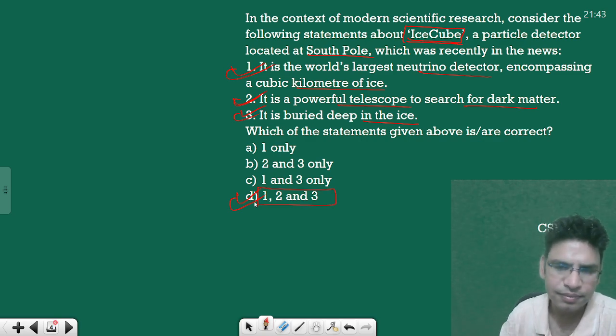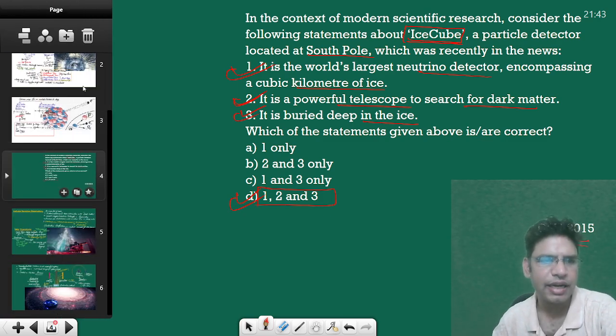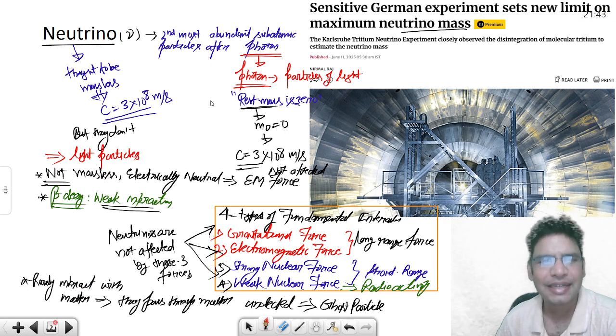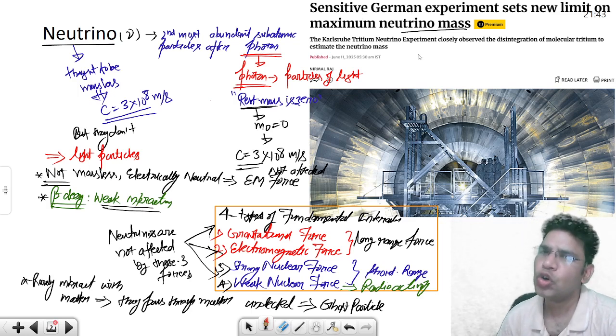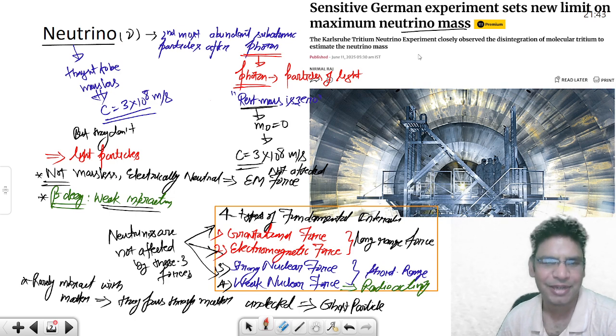Okay. So I hope you guys have got the basic idea about neutrinos, and we have discussed their basic properties, including that they are not massless. They have some mass, and this was in the news: a sensitive German experiment sets new limits on the maximum neutrino mass. We don't know the mass of individual neutrinos. We know the square of the difference of their masses actually. Okay, so I hope this video is useful for you, and this was particularly for your UPSC civil services examination.